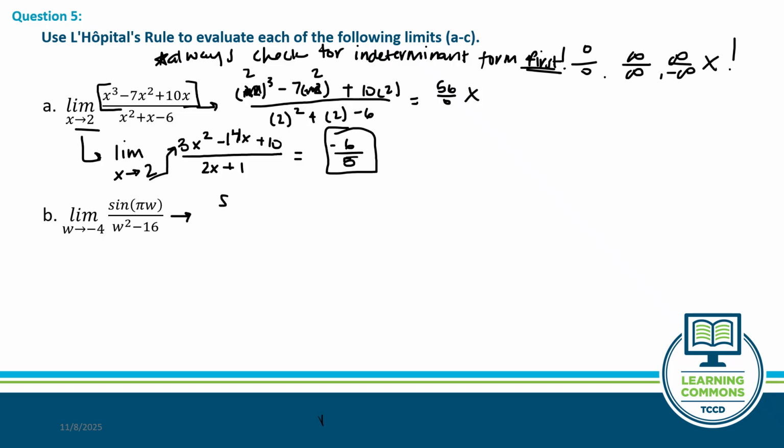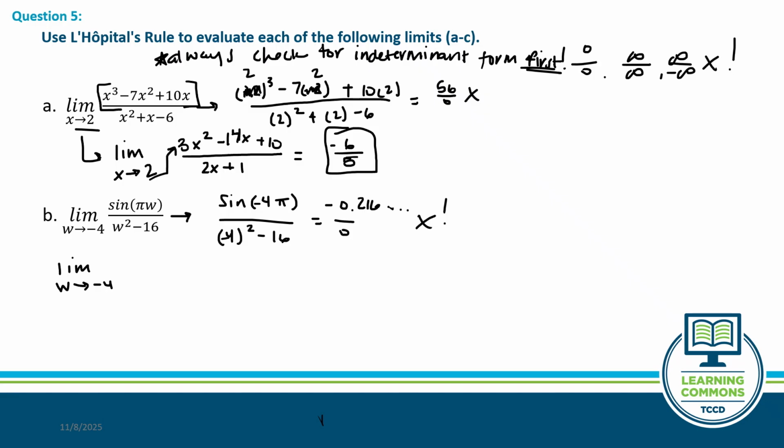If I just plugged in sine 4 pi all over negative 4 minus 16, 0. And then this is like some crazy decimal. But again, bad. No, sir, can't do that. So what am I going to do first? Take L'Hopital's rule. I remember being so mad when I first learned this because I was like, wait a minute, I can just do this and limits aren't that hard?